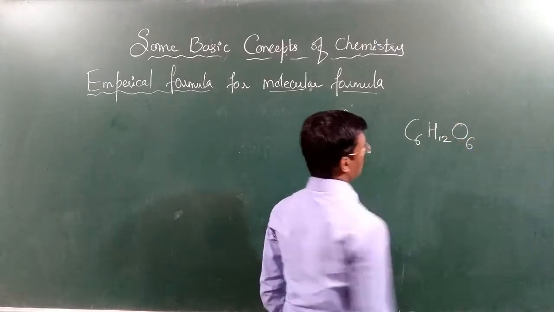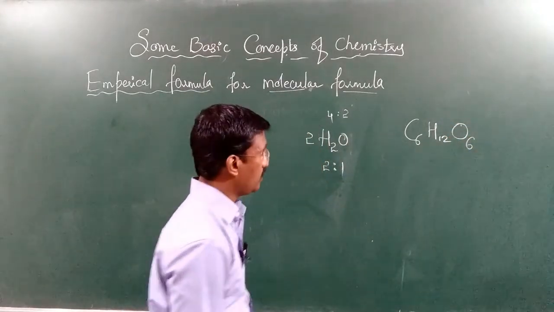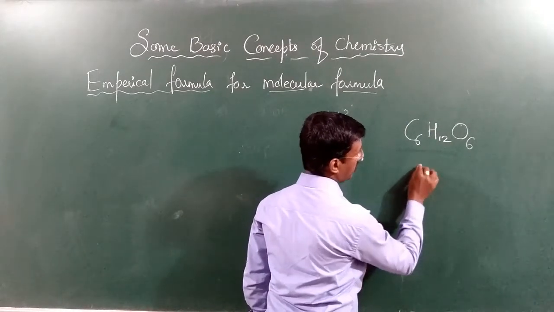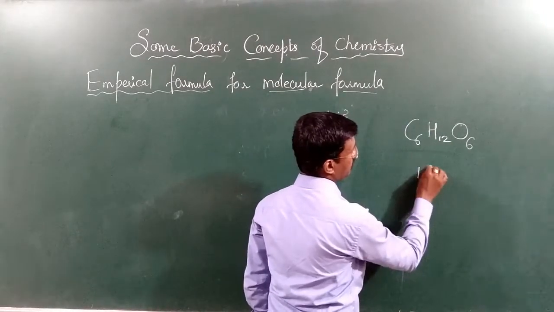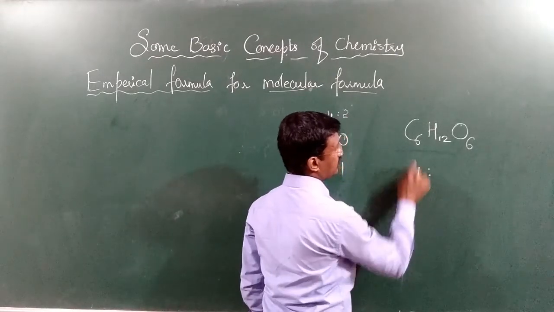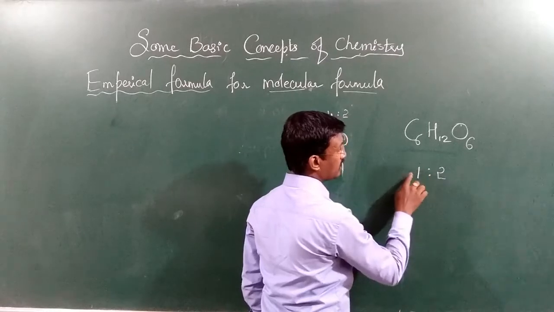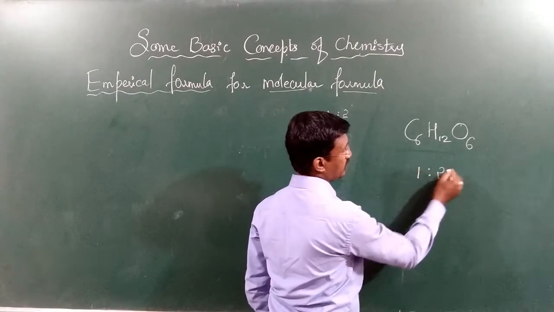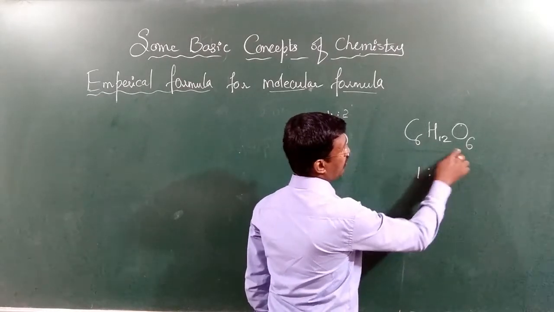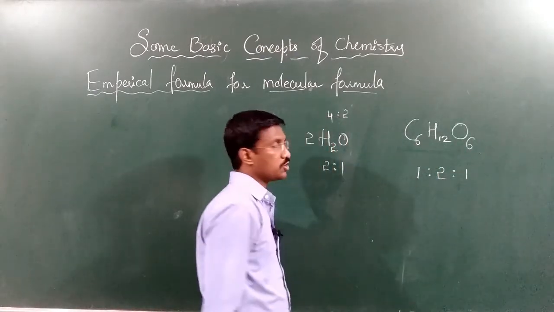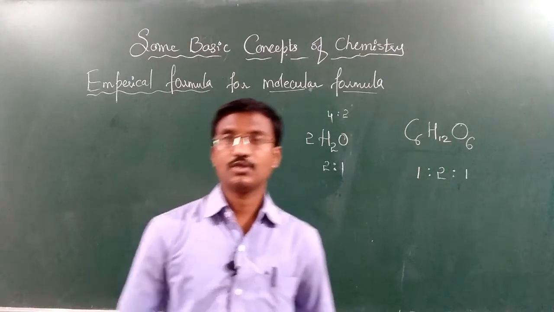C6H12O6. This is one molecular formula. To take the ratio, how many carbons are there? 6 carbons. 6 twos are 12, so hydrogen is double, and oxygen and carbon are 6 only. Therefore I am writing 1:2:1. These are the ratio.